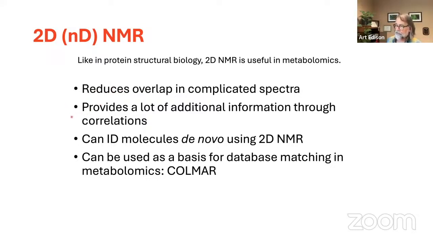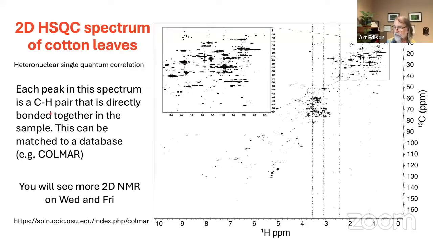It provides additional information through correlations in that spectrum, can help you identify molecules from scratch using 2D NMR, and you can use it as a basis to search databases. So Raphael Bruchweiler at Ohio State University has this great resource that I recommend to all of you called Colmar, and we use that routinely in our lab to search spectra. So I'm just going to show you a spectrum.